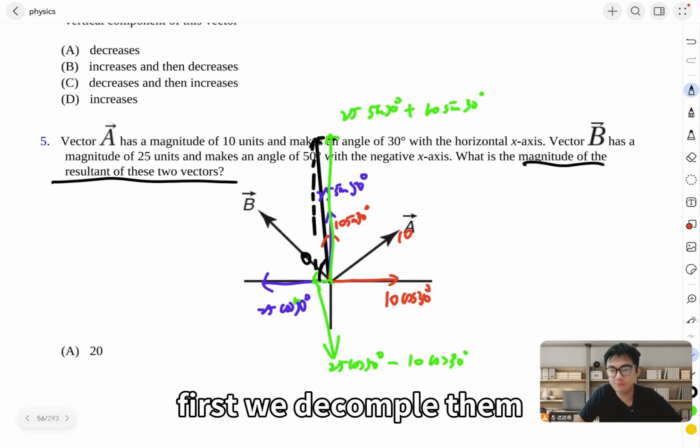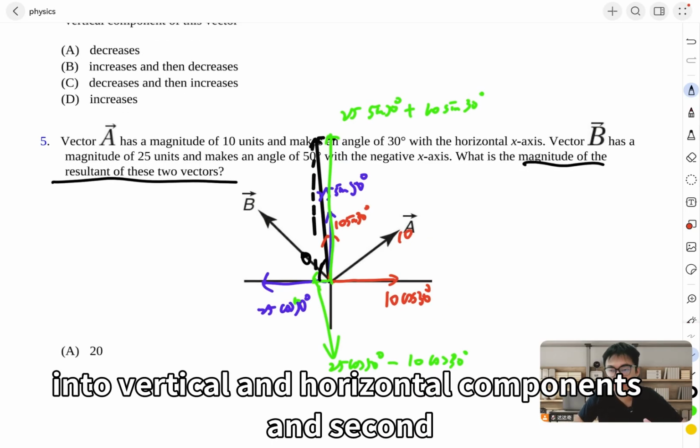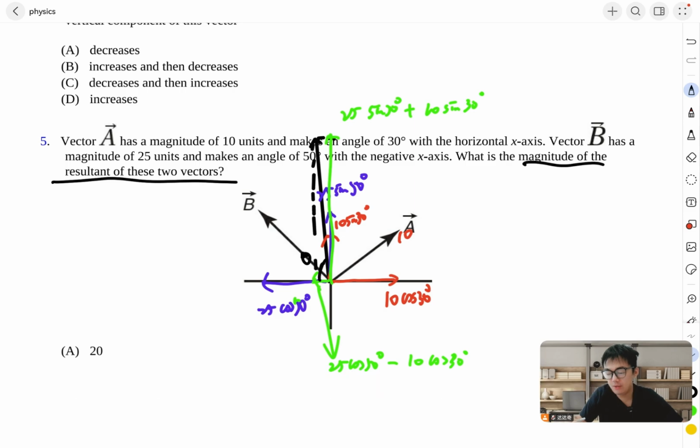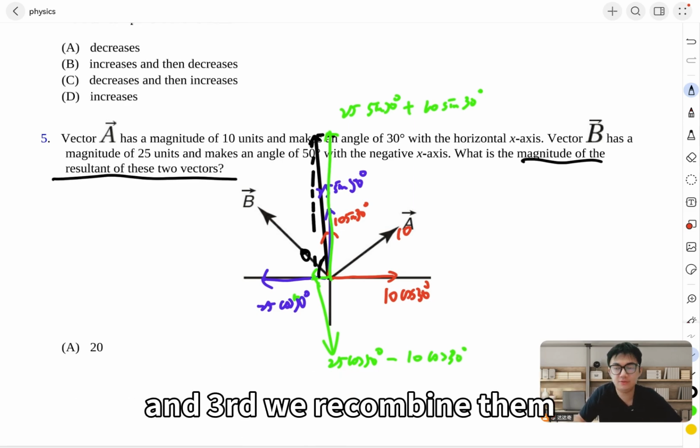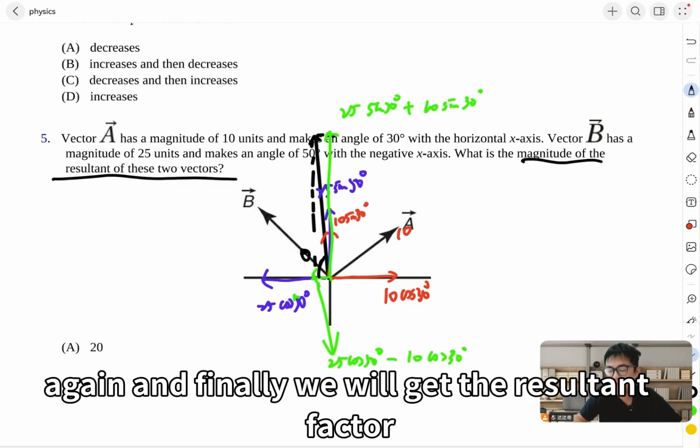First, we decompose them into vertical and horizontal components. Second, we combine them on each axis independently. Third, we recombine them again, and finally we get the resultant vector.